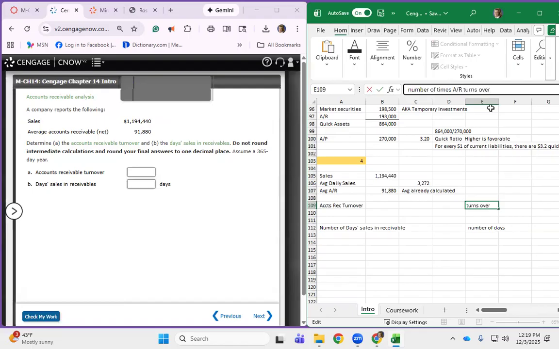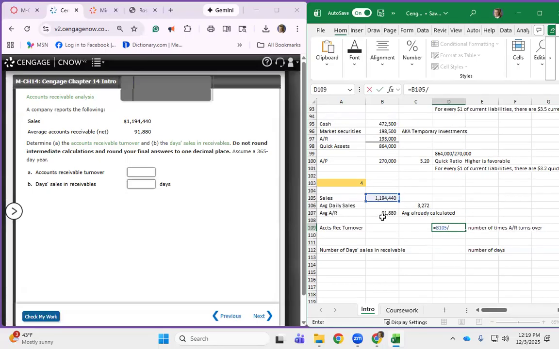So turning something over is getting rid of it, collecting it. In this case, we're collecting accounts receivable. Okay. So let's do the math here. Let's take the sales, which is going to become the numerator, and divide by your average accounts receivable. And there we have it.